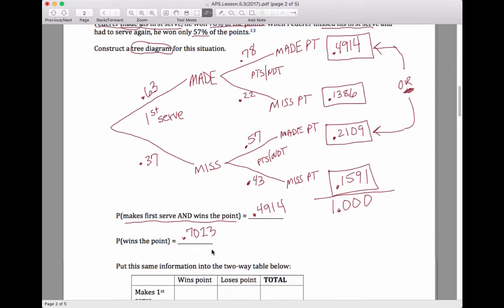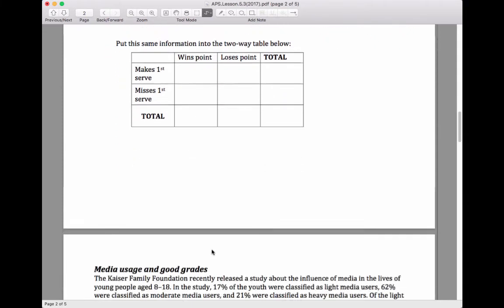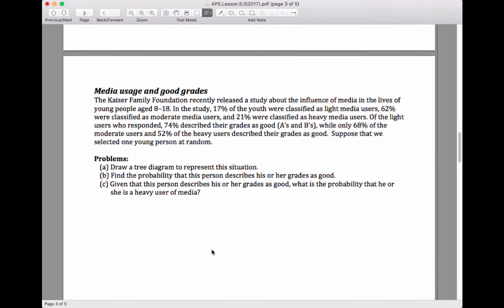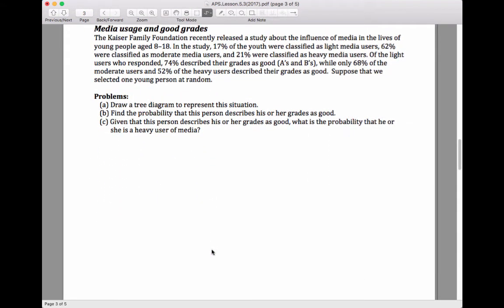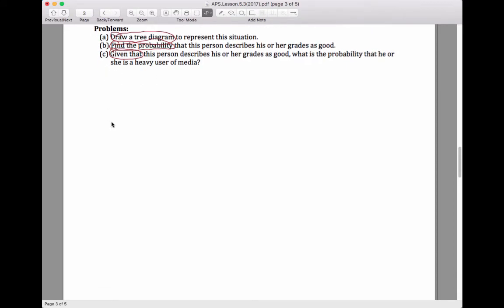I will let you fill out the table. The table is just the same information, but put in tabular form. And so I'll let you figure out how that goes. What I would like you to do next then is to take another problem. This one is about media usage by young people. And I would like you to answer all 3 problems, which would be draw the tree diagram, find this particular probability, and then solve this given that conditional problem. So I would suggest you pause this and complete this in the space provided, just like I did, and write your 3 answers down below.